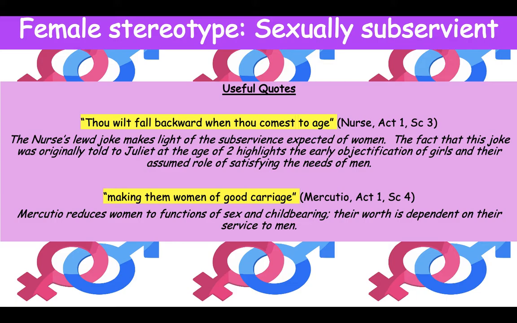And he's not saying that she would have been used to please any man, but later on in life that is her role, that she should please her man in that way. Mercutio also refers to women in this way. He says, "making them women of good carriage." He reduces women to functions of sex and childbearing.